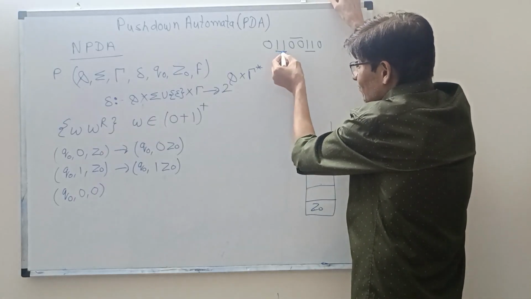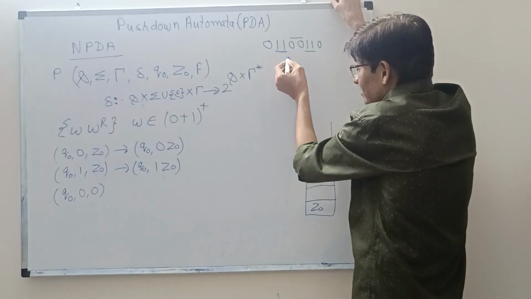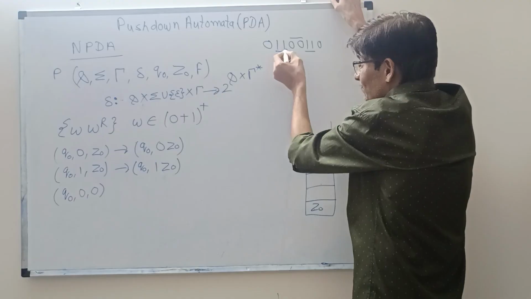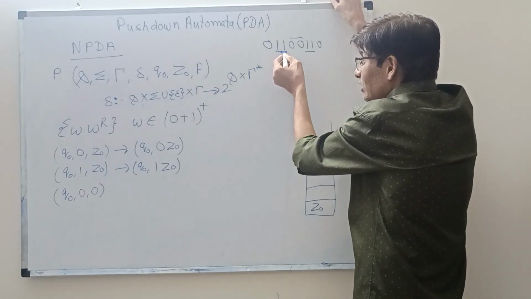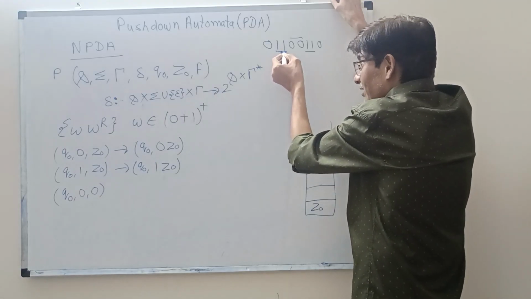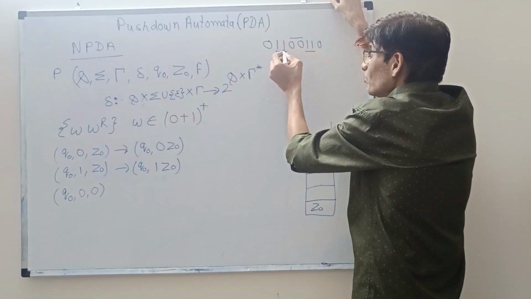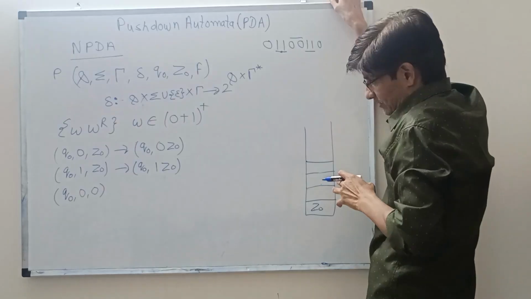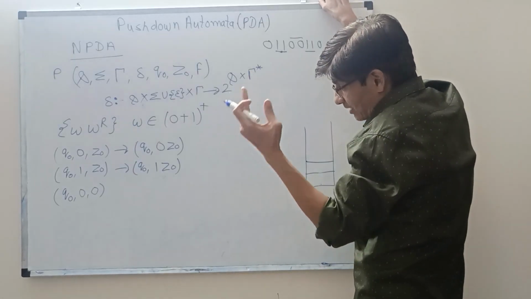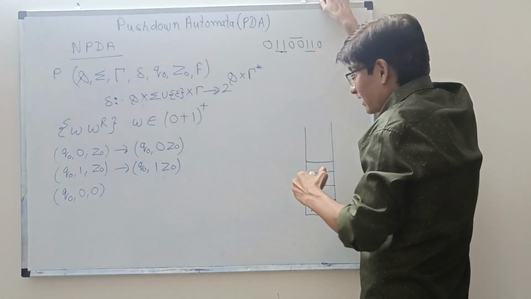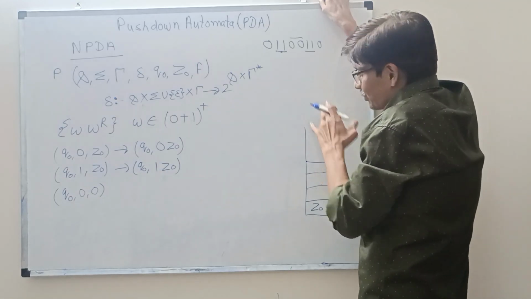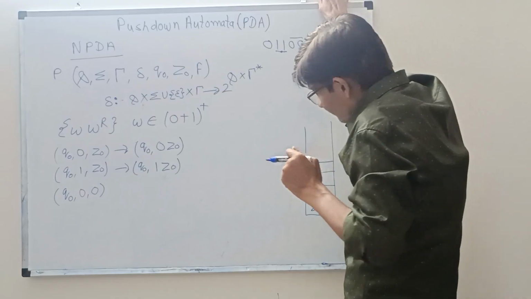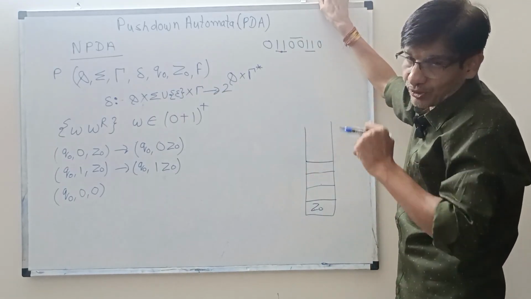Like this may be the center of the string. So if it is the center of the string, then we need to change the state and we need to pop the symbol. But if it is not the center of the string, then we need to stay in the same state and we need to push into the stack the symbol we are reading. So we need to write both these possibilities.